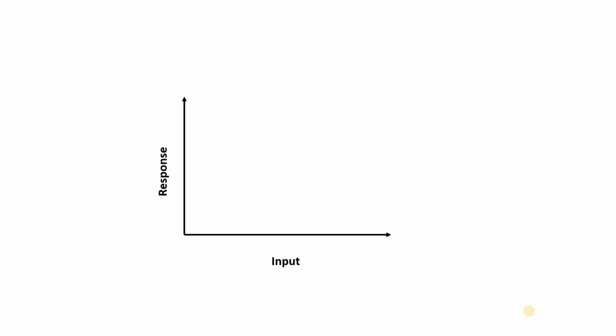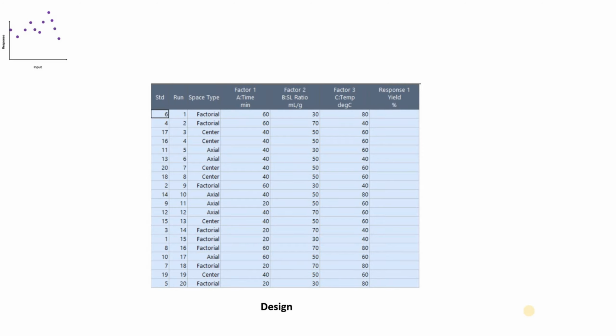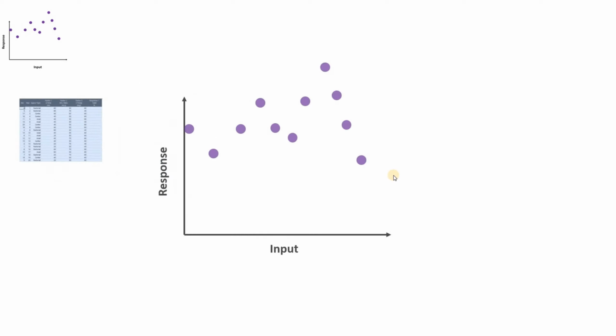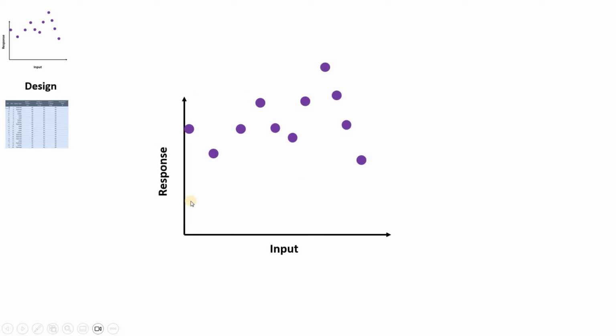So we have input, and then according to your factors there will be a certain output. What the software does is it will give you a design based on your factors and the number of levels, and you have to give the responses according to that. Once you give the responses, it will start fitting certain types of models.